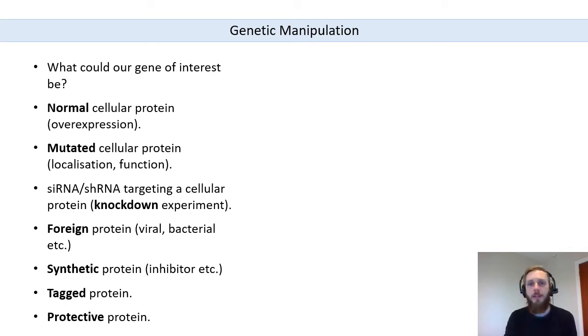I've been using the example of gene therapies where we want to introduce genes that counteract a pathology. Absolutely fine. That's definitely something that's done. But when we're doing lab research, we can just do any protein. Well, we can do a gene that encodes any protein we're interested in, really. And I've got a few examples here.